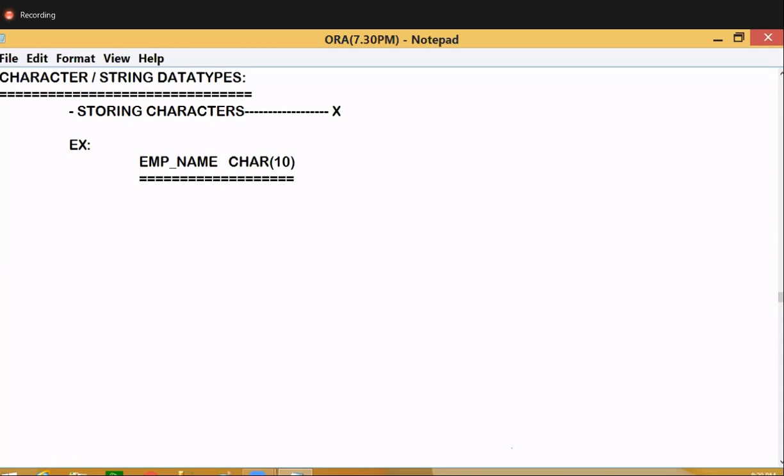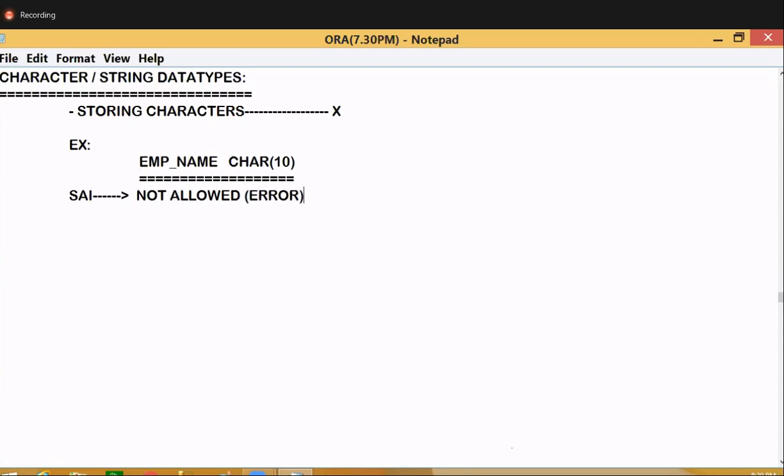If I try to insert Sai into this column, generally everyone thinks Sai is a character, like alphabet characters, so Sai is allowed because my column is a character column. But this is wrong. Sai is not allowed.